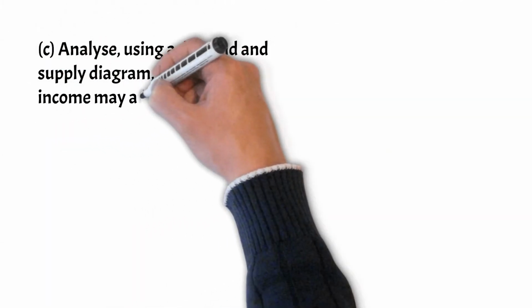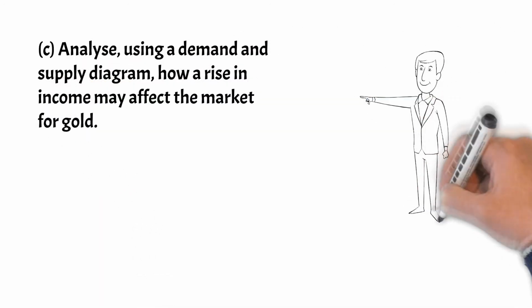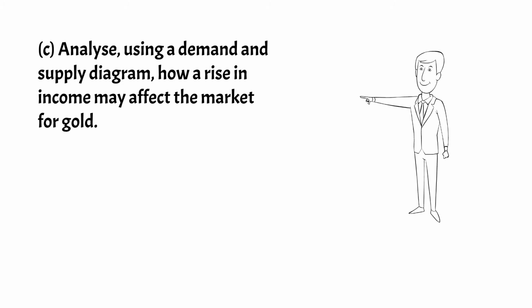Next, analyze, using a demand and supply diagram, how a rise in income may affect the market for gold. Remember the general rule for analysis here, but for the love of all things economic, the question asked for a demand and supply diagram. So you better get drawing.